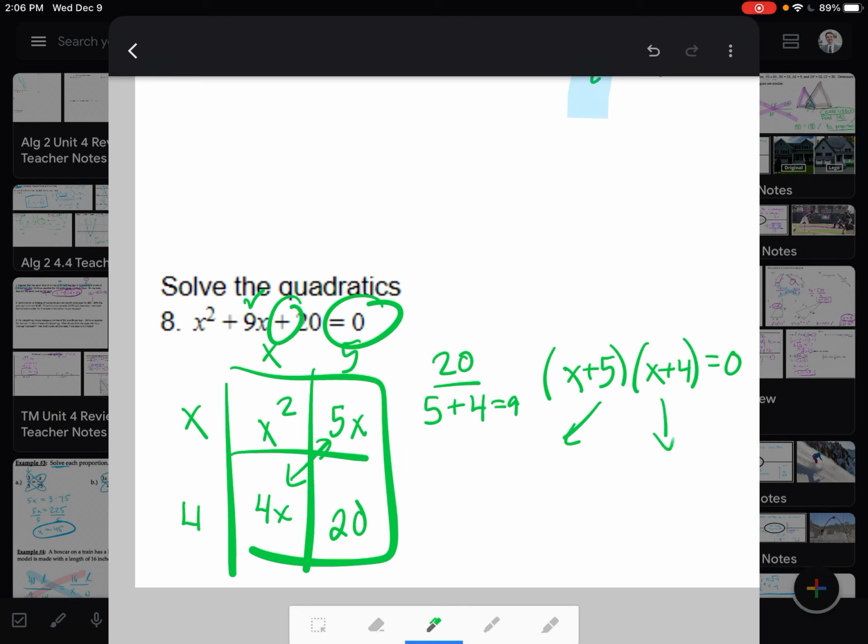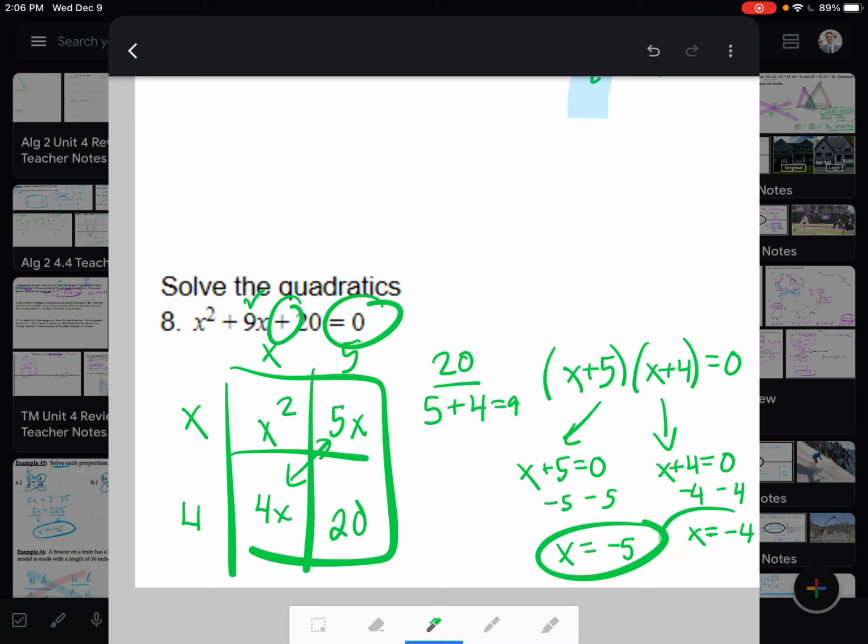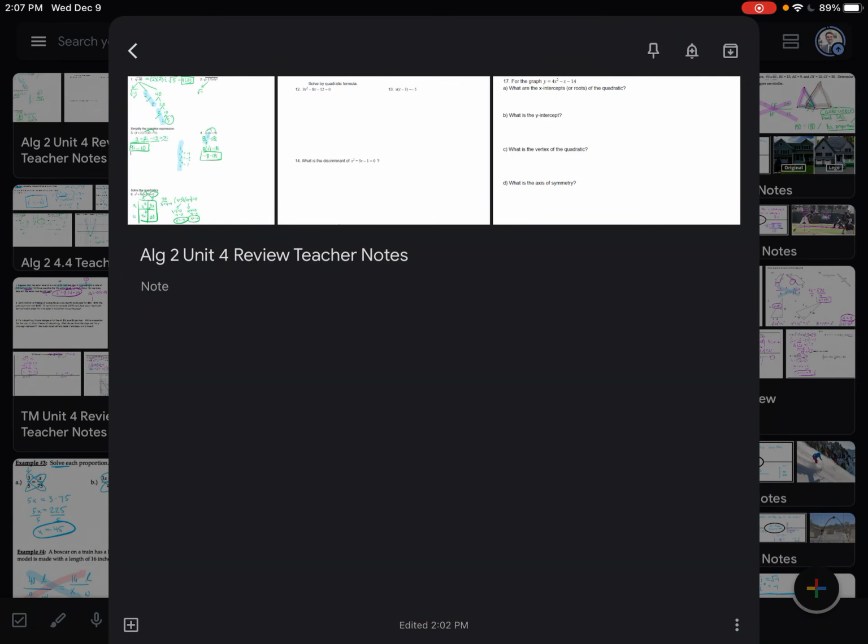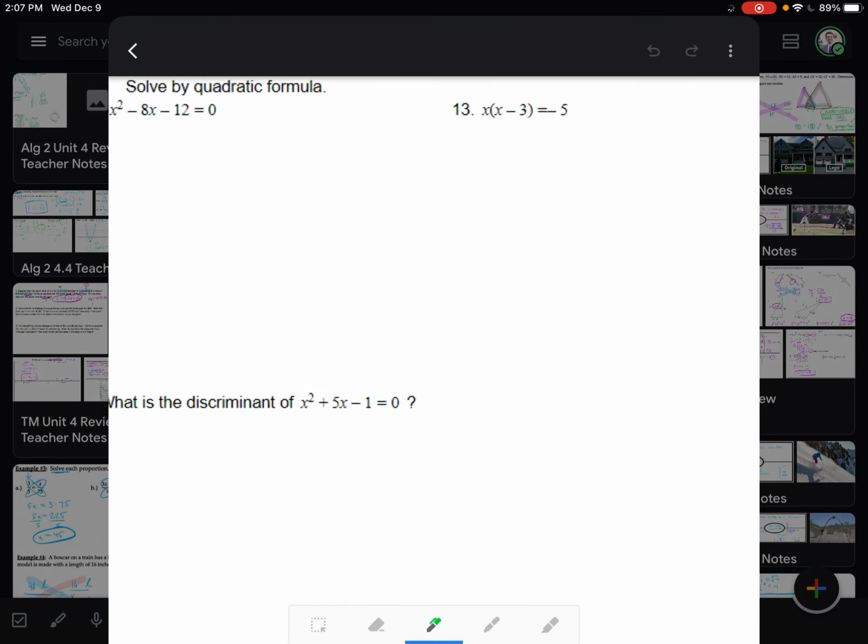In that last step, we want to break these down and set individually each of these pieces equal to 0 because of that zero product property. So subtract 5 from both sides, subtract 4 from both sides, and our x-intercepts are -5 and -4. So that covers about our first 3 skills. So we're going to keep going here on to the 4th and 5th ones.